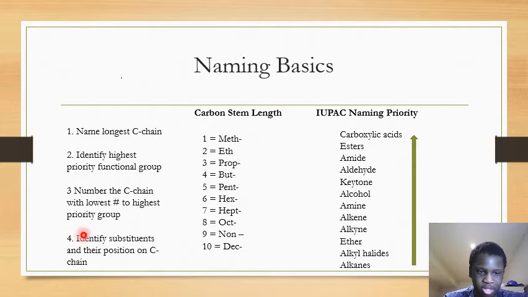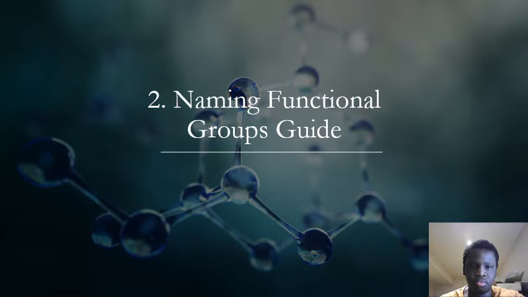Then we number the carbon chain from lowest to highest, based on the priority group, where the priority group belongs to the lowest-numbered carbon. And then we also name and define the constituent groups in that chain, and identify them in the name of the organic molecule. For this next part, we're going through naming functional groups and the organic molecules.